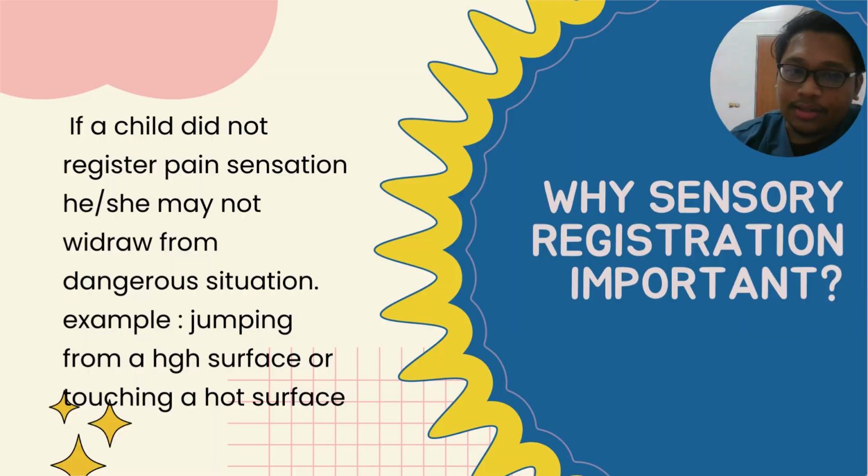Okay, this is why sensory registration is important. For example, if a child does not register pain sensation, the child may not realize that what he or she is feeling right now is pain, and may not withdraw from dangerous situations. For example, jumping from a high place to a really hard surface, or touching something hot. If they do not think it is dangerous or hot, it can possibly burn their hands.